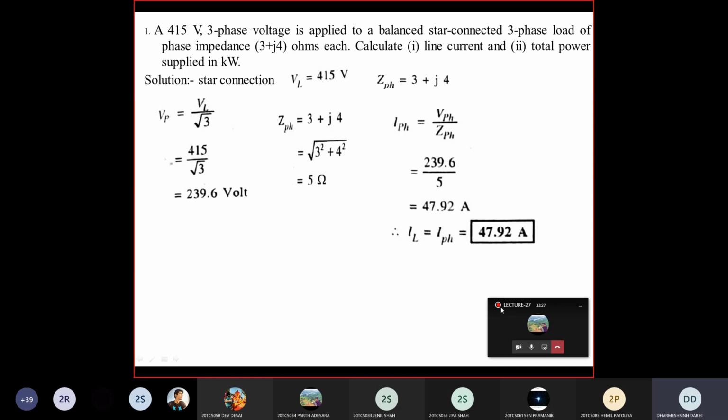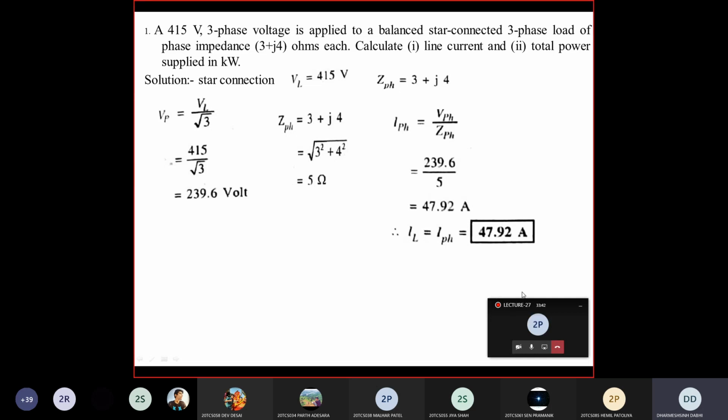3/5 lagging. But what is the value of 3/5? 0.6 lagging. All of you get this answer? Yes, 0.6 lagging, because this is an inductive load.